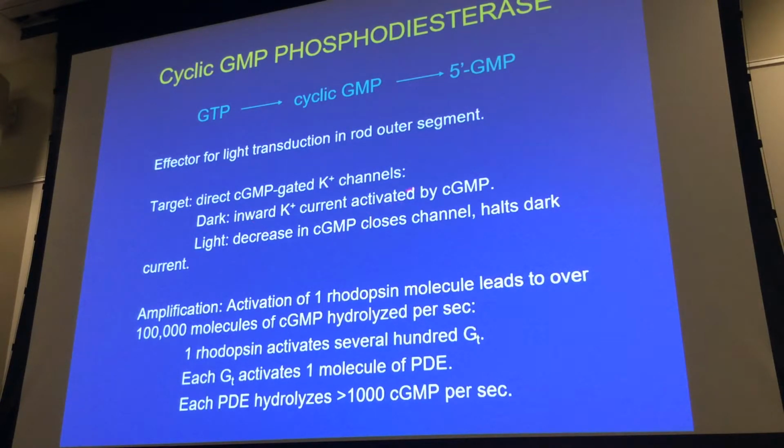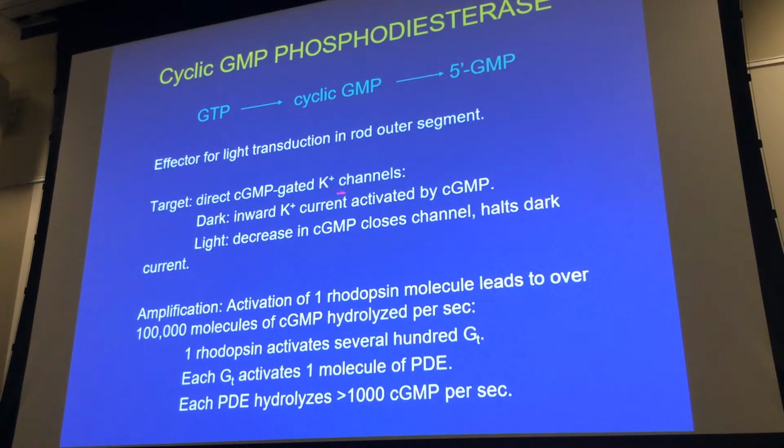I've always thought this is a fascinating process. It's not my area, so I don't know a lot about it, but it's still very interesting how this works. So in the rod outer segment, you're targeting cyclic GMP-gated channels. Normally in the dark, GTP is being converted into cyclic GMP, and the cyclic GMP produces a dark inward current. So in the dark, cyclic GMP activates an inward current that brings ions inside the rod outer segment.